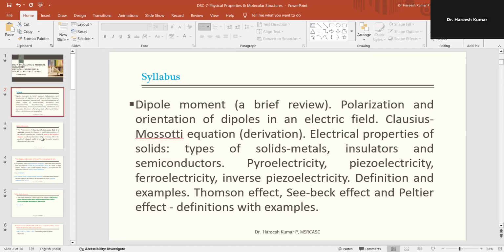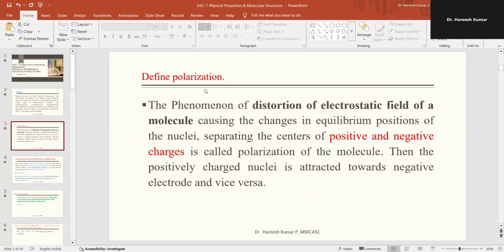Let's go to the first question, that is, define polarization. The phenomenon of distortion of the electrostatic field of a molecule, causing changes in the equilibrium position of the nuclei, separating the centers of the positive and negative charges, is called polarization of the molecule. Then the positively charged nuclei is attracted towards the negative electrode and vice versa.